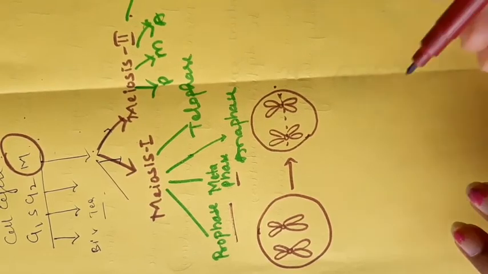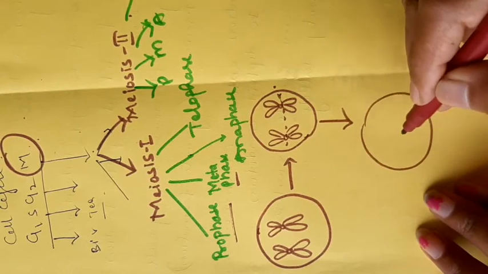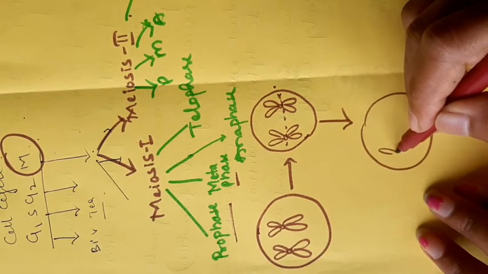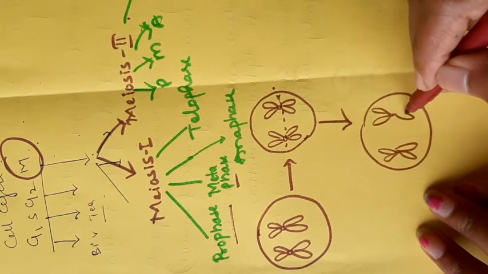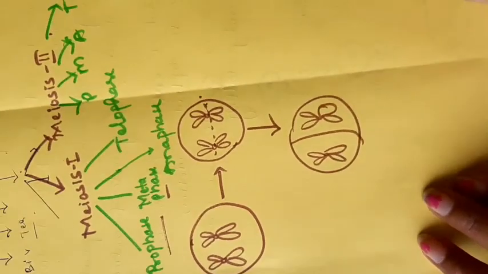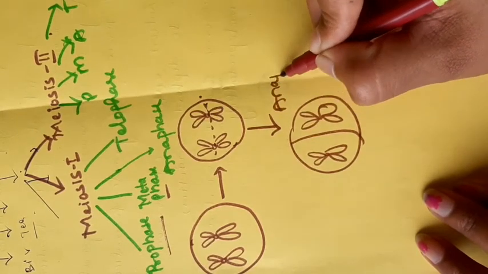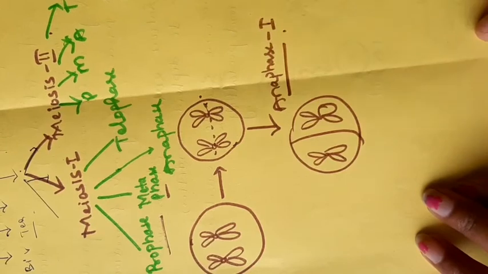Next, during anaphase, they are going to be separate. They form two individual cells. Then this is in anaphase 1.